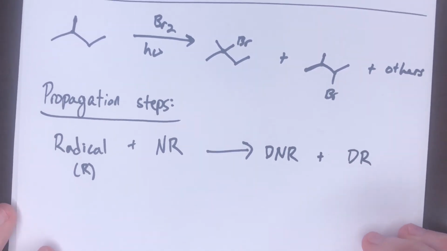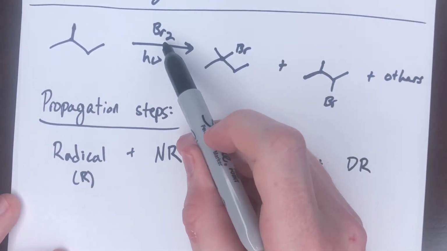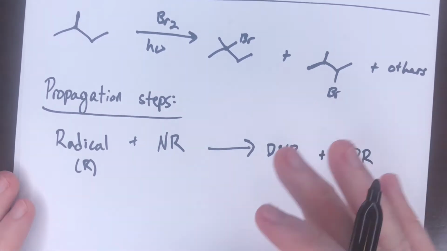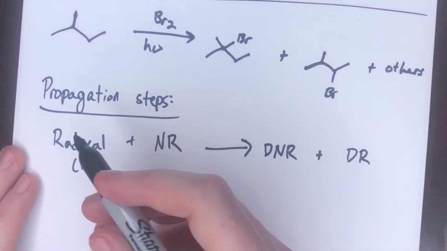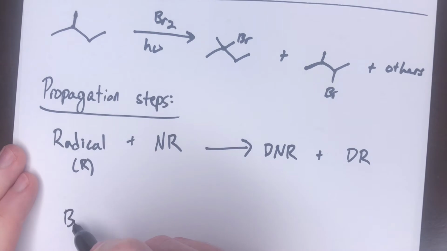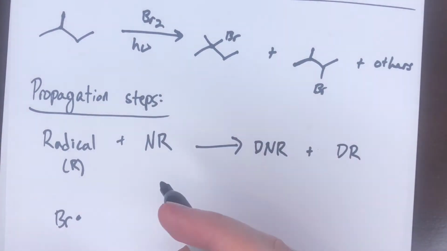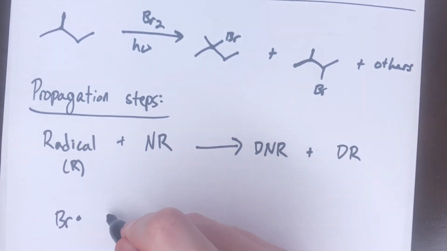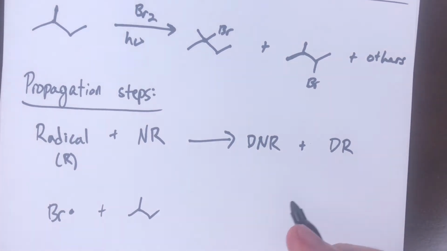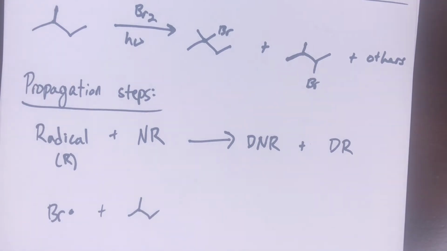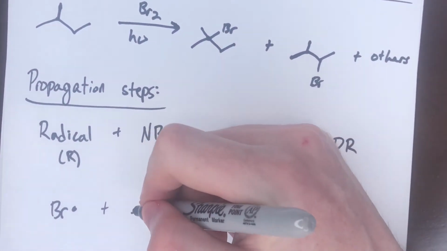Okay, so we know the initiation step is going to make bromine radicals, and the question is specifically asking for the propagation steps that make the bromoalkanes. So let's just go through the possible propagation steps. If we start with the bromine radical as our radical in our scheme here for the propagation step, our non-radical would then be the alkane, because if the non-radical was Br2, then we're simply just going to regenerate bromine, which is not a productive mechanism.